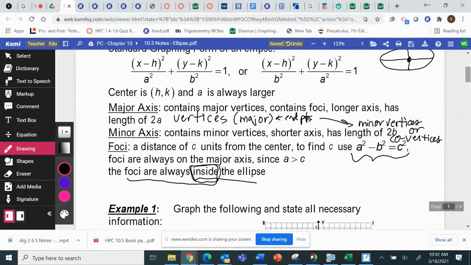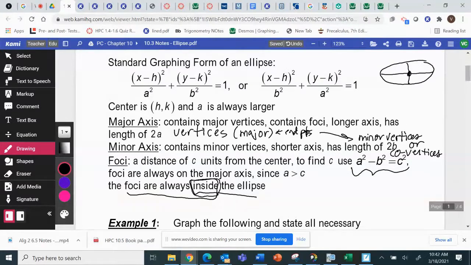The length of the major axis, the total length, is 2a. That means there's two parts of that major axis that are A and A. The length of the minor axis is 2b. So that means there's two parts of that minor axis that are each b. I add the full b and b together, we get a length of 2b. Okay?